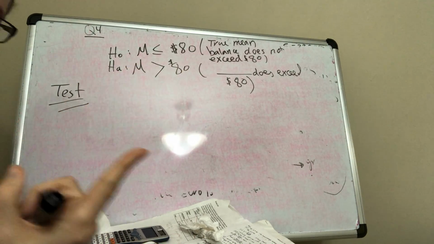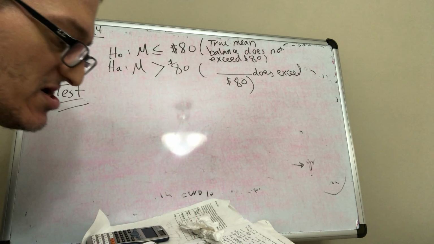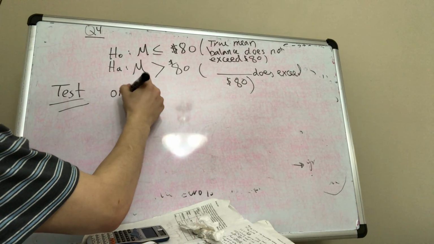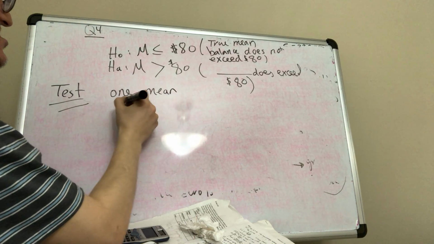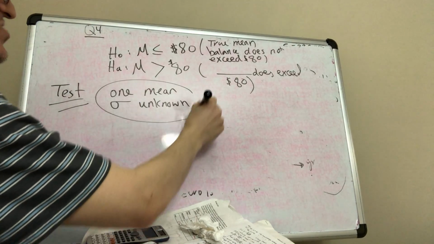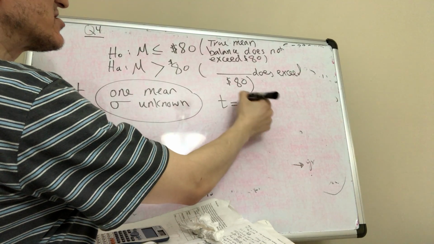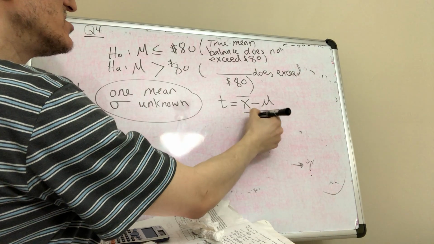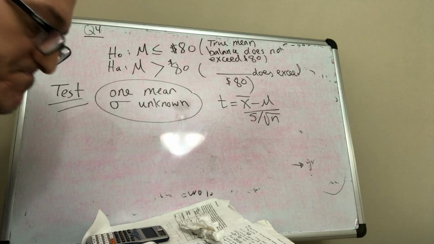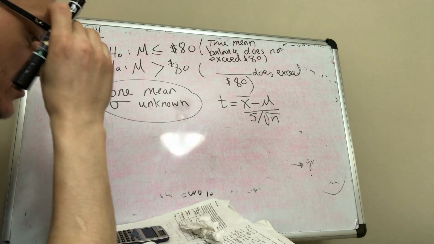Obviously here we have one sample, and in the question there was no mention of what the standard deviation is. So one mean, sigma unknown. When you have one average and sigma unknown, we use t = (x bar minus mu) over (s over square root of n). So we got to this.